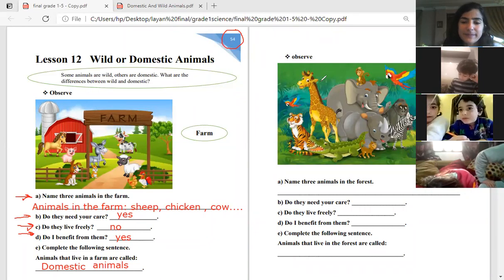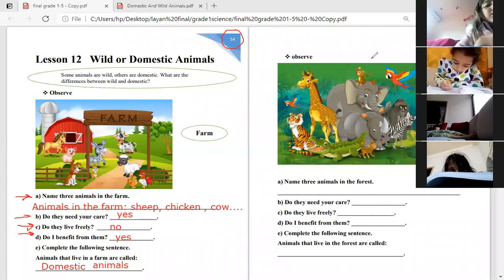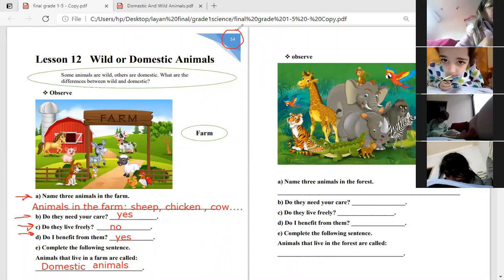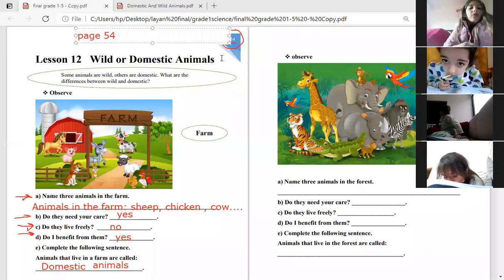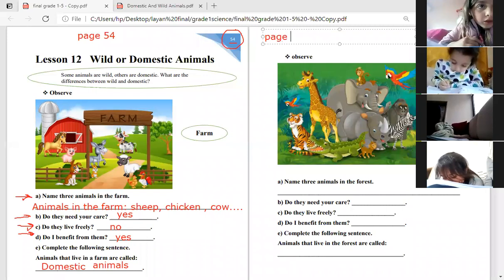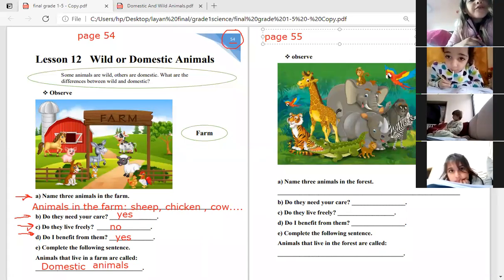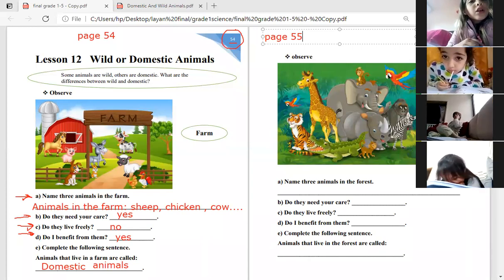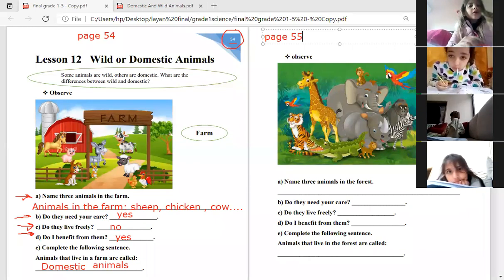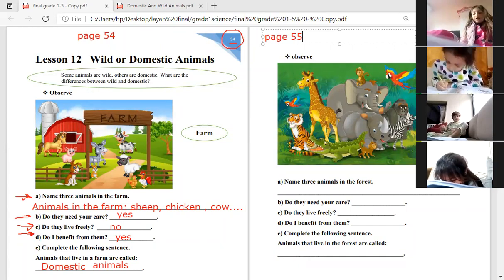Teacher, yes, Mariam. Copy in the book. These are in the book, page 54. I'll write the page again here, page 54. Okay? And this is page 55. 54, 55. Yes, 54, 55. Now we are solving 54. Okay? You finished farm. You solved them? Yes. Excellent.